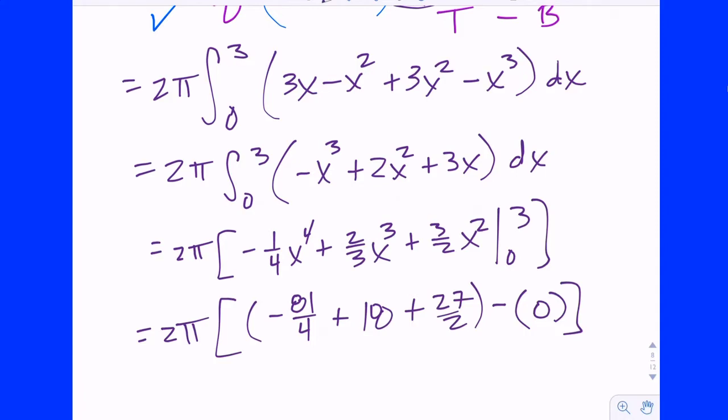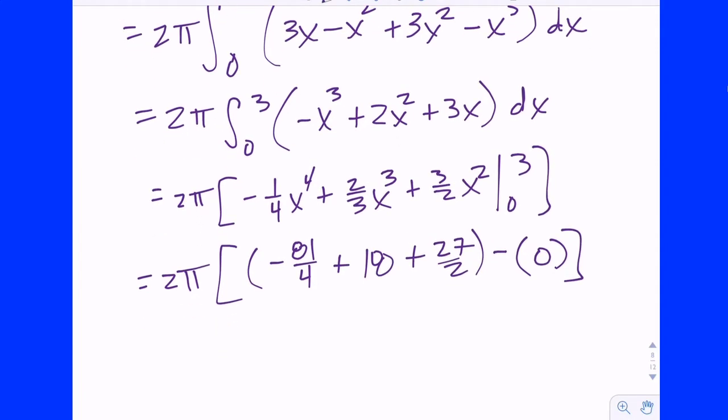Now that negative term in the front there kind of has me feeling a little bit nervous, huh? Because I know volume has to be positive. But 18 plus 27 halves, should that be greater than 81/4? Yeah, so it should end up being a positive number. I'm not going to go ahead and figure what it is from here.